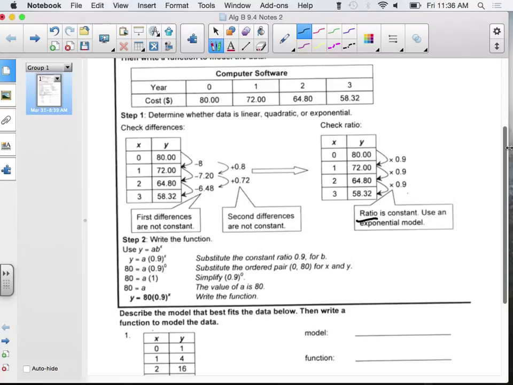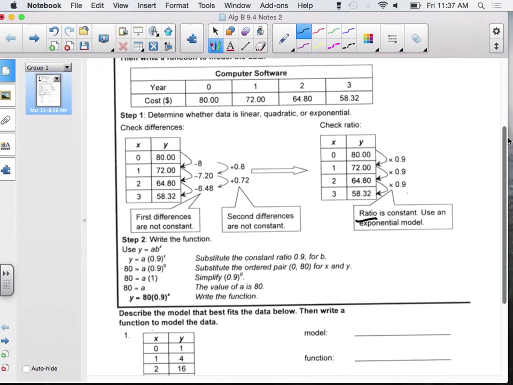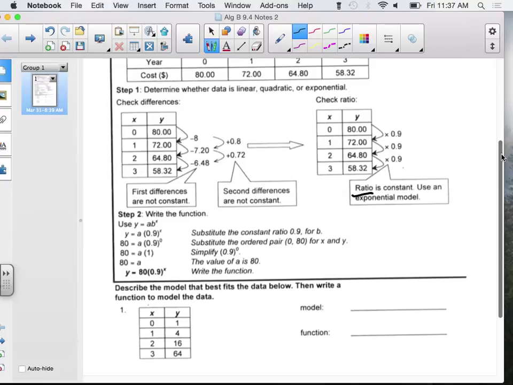We move on to check if it's quadratic. And we do that by checking the second differences. So we have plus 0.8 and then plus 0.72. Are those the same? Nope, so there's not a constant second difference. So it's not quadratic, right? So, next thing we do, we said it's not linear, it's not quadratic, so what's the last thing it could be?